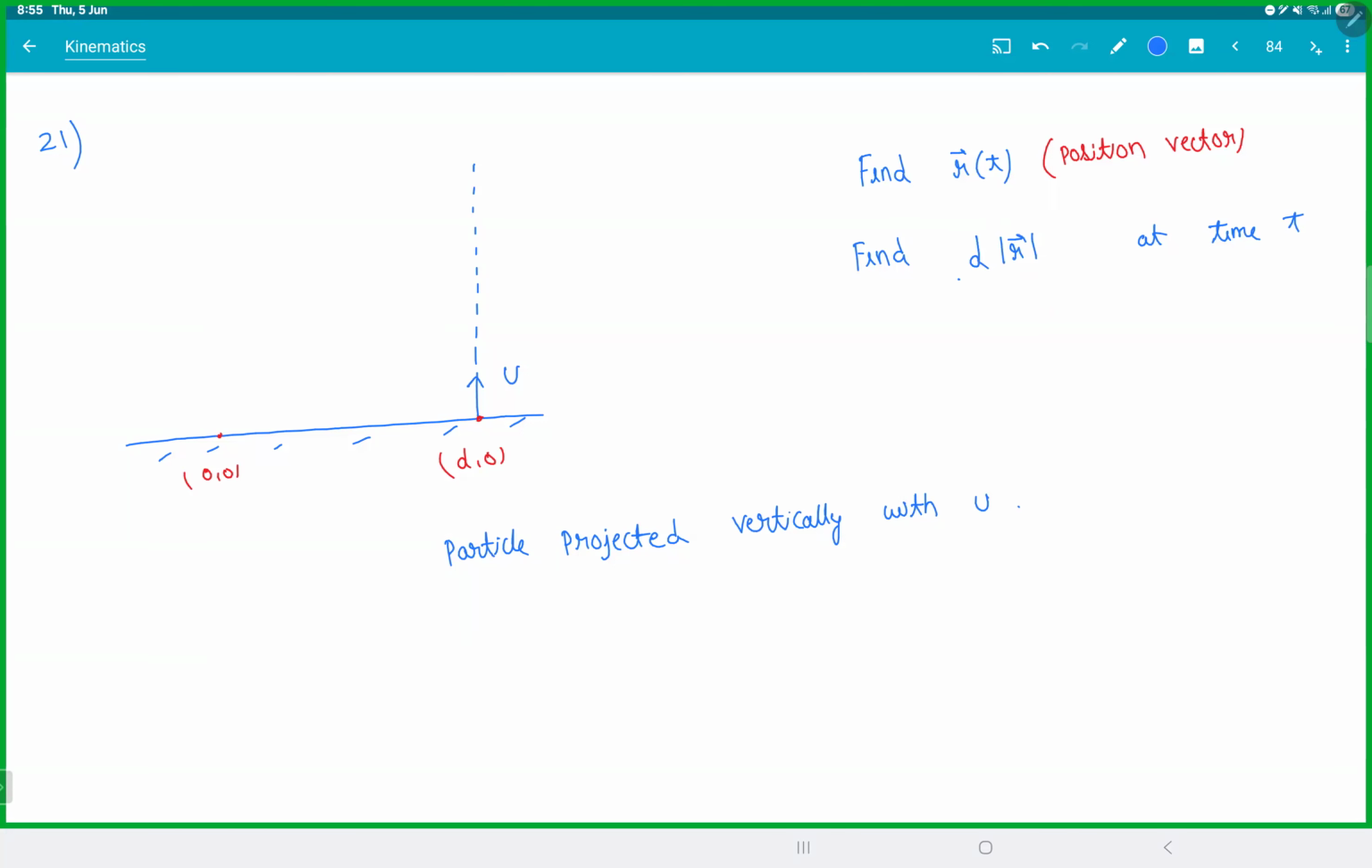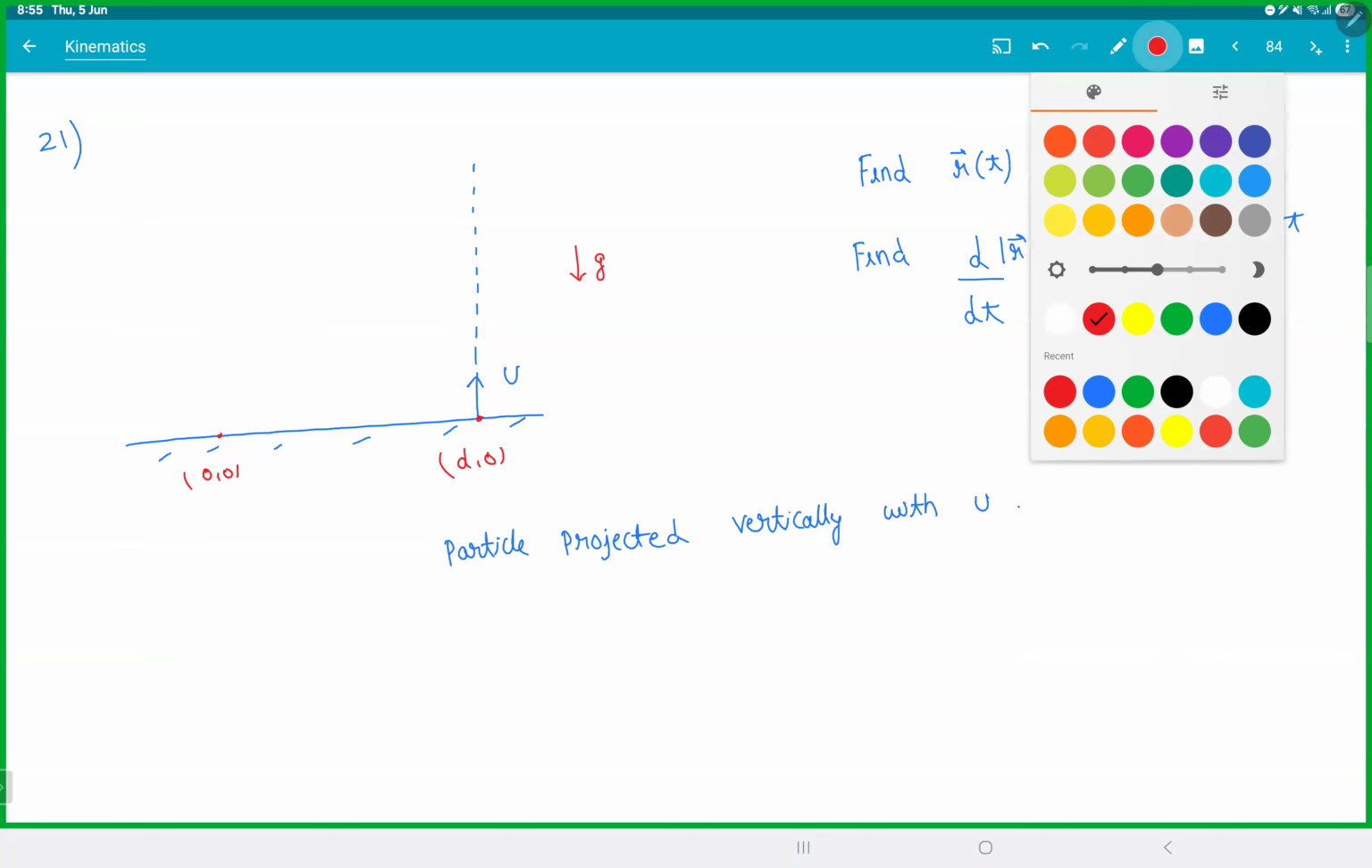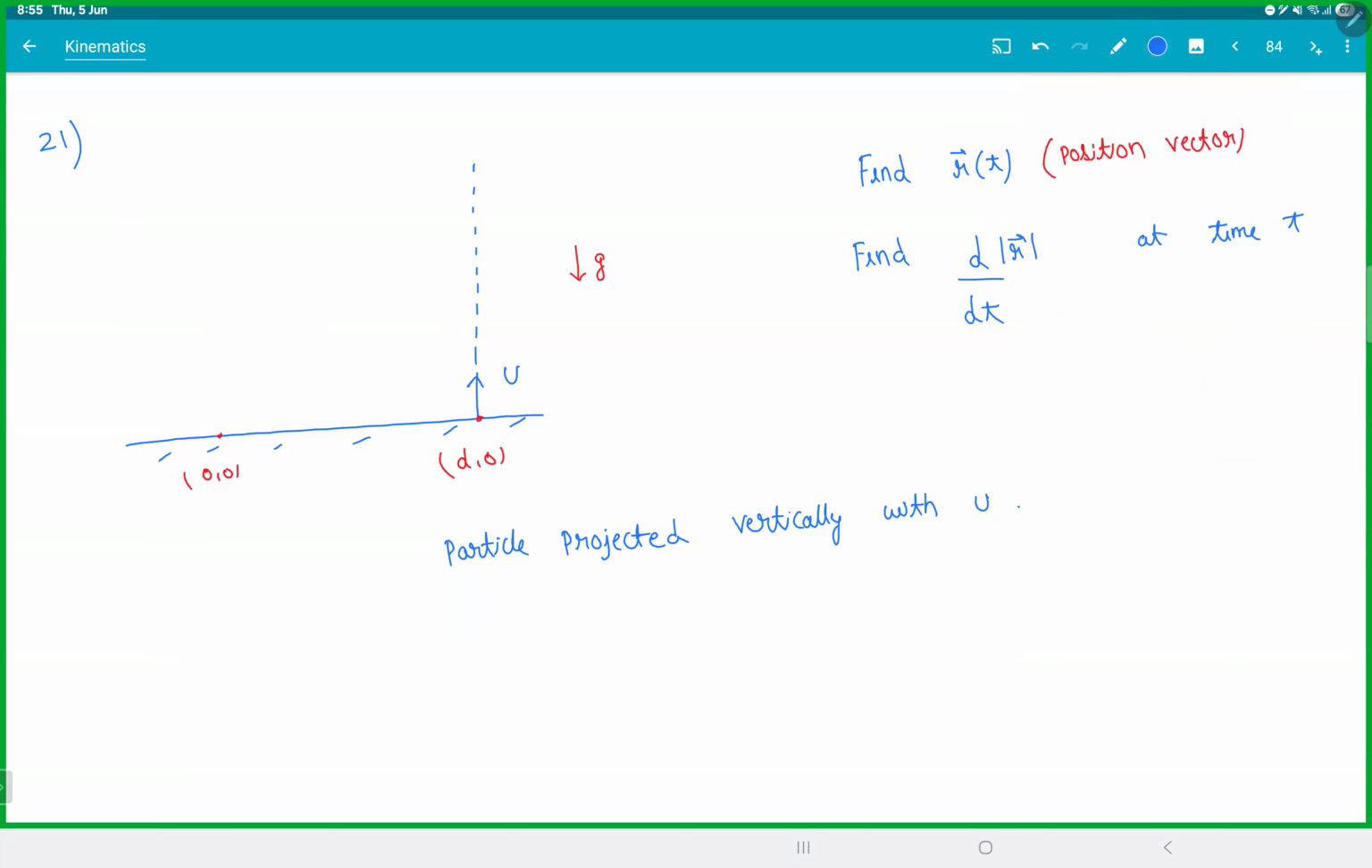Mod r bar, differential. Yeah, the position vector is easy. No, that is wrong. Gravity is there, you're throwing it vertically. Yeah, that is fine. Get me the second one, d mod r by dt. That is what I'm more keen on. Position vector is fine.